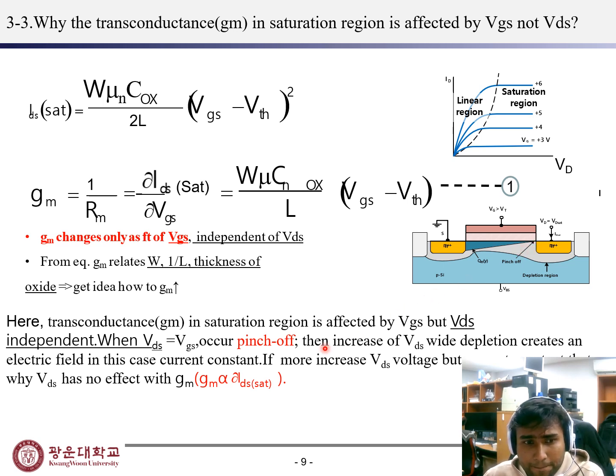After pinch off, if we increase the VDS voltage, the current is constant. That's why VDS is not responsible for the current in this case, but if we increase the VGS voltage, the current increases. So in a MOSFET, the VDS voltage does not affect the transconductance in the saturation region.